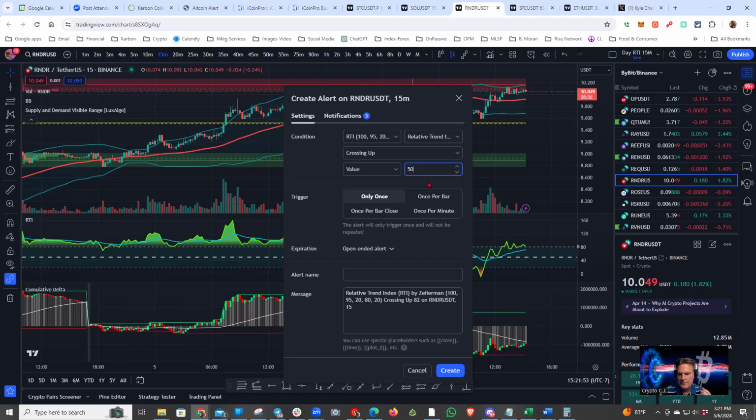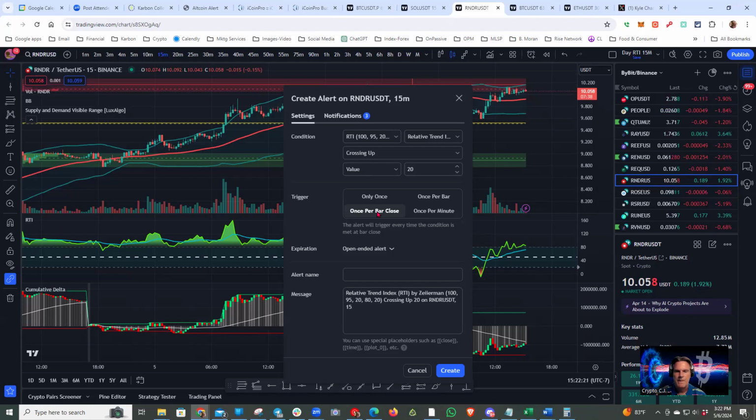There's the 50 example, 20. I usually go with once per bar close. I initiate my alerts usually between 7 and 9 a.m. on weekdays, and then turn them off between 7 and 9 p.m. And they go off depending on how busy the market is. Probably each alert goes off 3 or 4 times a day.